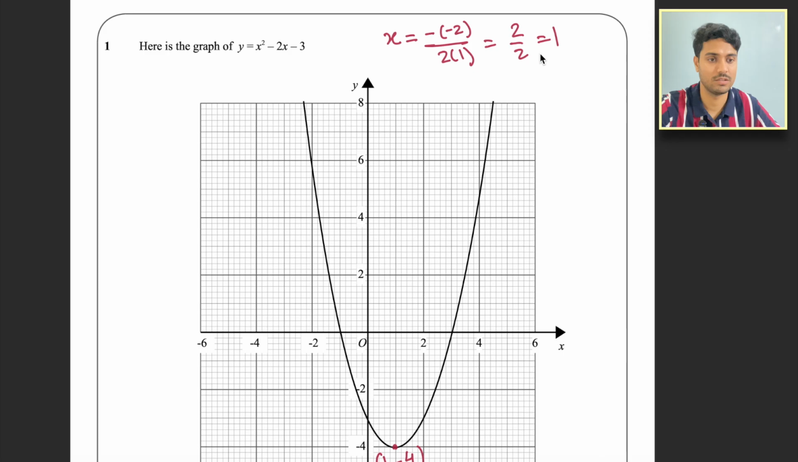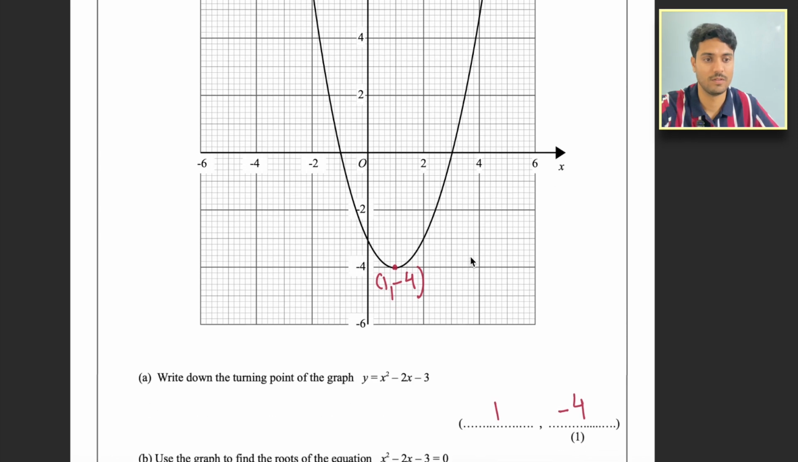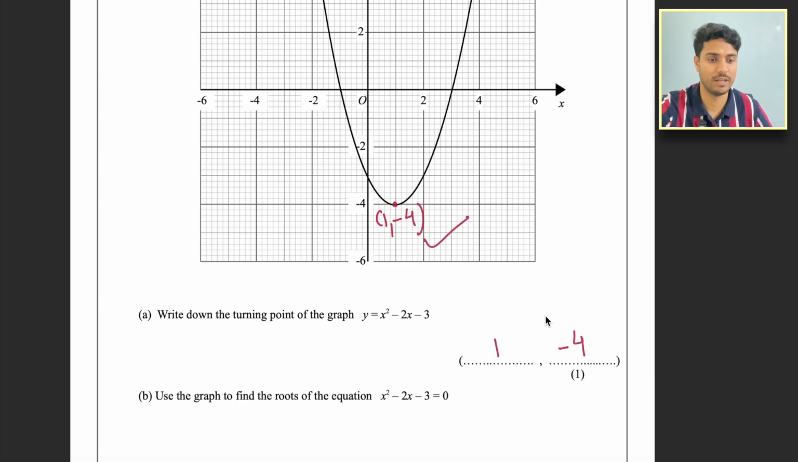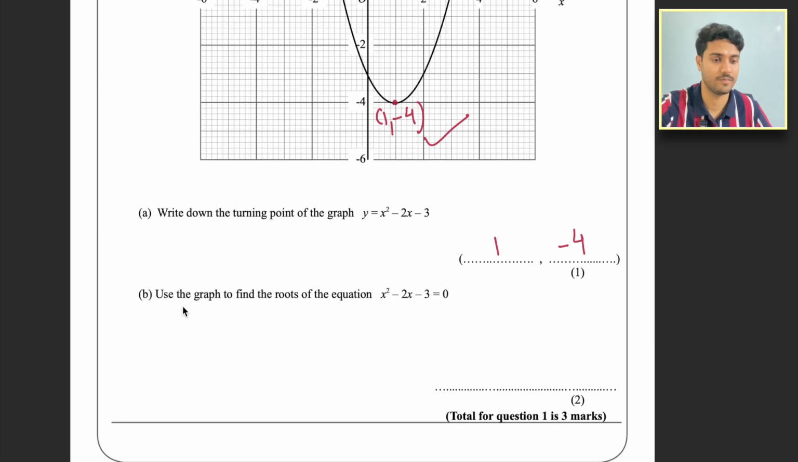So you will get 2 by 2, which is 1. That's how the x component is 1. And to find the y component, we have to plug in the value of x component in this equation. So y is equal to 1 square minus 2 into 1 minus 3. So you will get 1 minus 2 minus 3. So that is 1 minus 5, which is minus 4. So that's how we are getting 1 and minus 4 here as well.